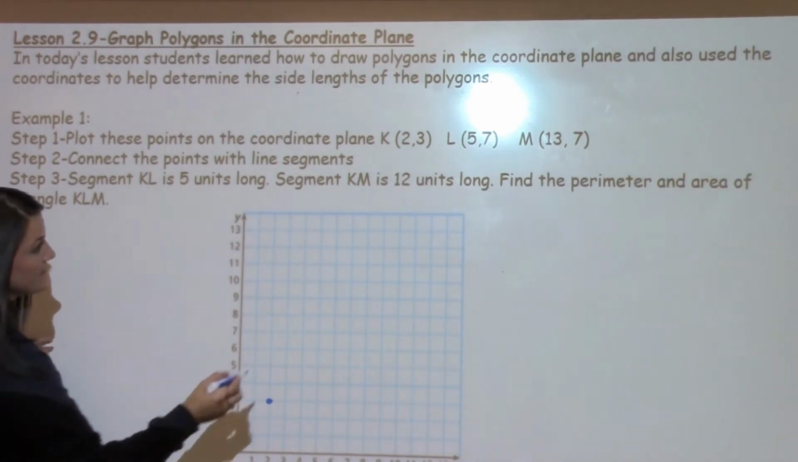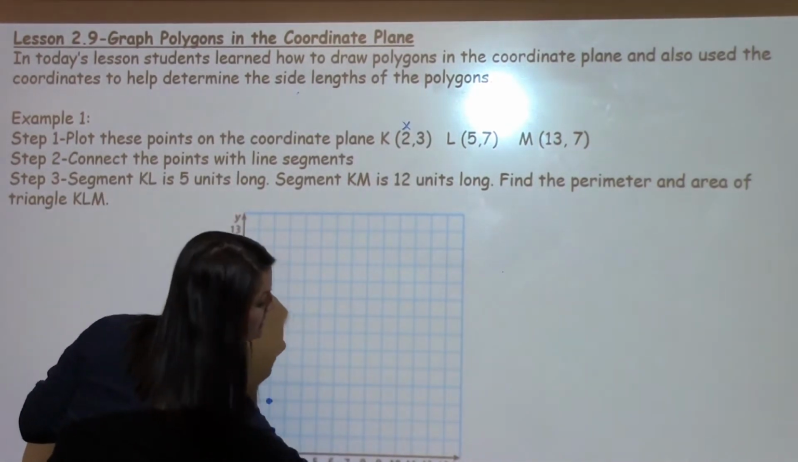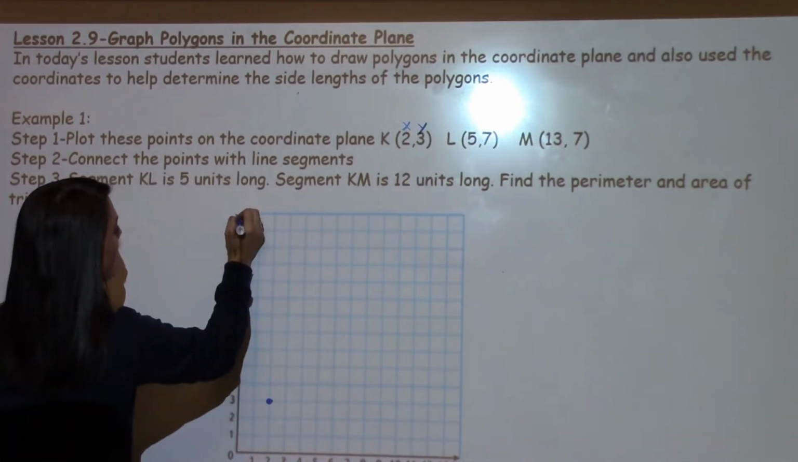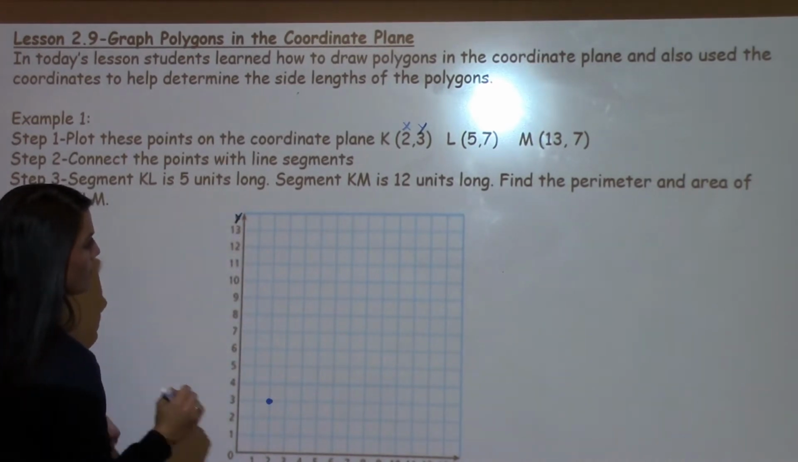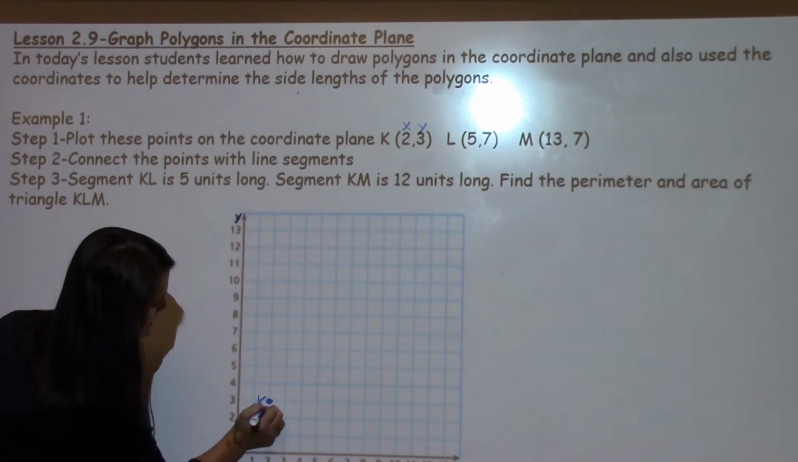Remember, when you're plotting points, the first number is always what goes on the x-axis, which is here. It goes horizontally or across. And the second number is always on the y-axis, which goes up or vertically. So I've got 2, 3, and I need to label it K.